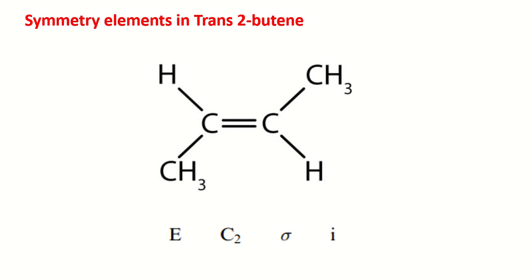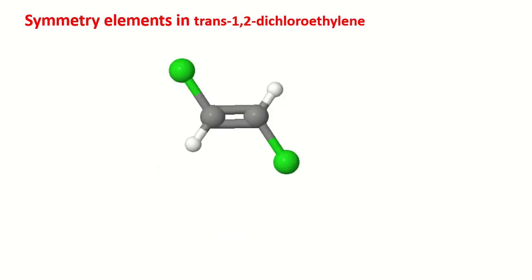So let us talk about another similar type of example which is quite related to trans-2-butene, and it is trans-1,2-dichloroethylene. We need to construct the symmetry multiplication table for trans-1,2-dichloroethylene and for trans-2-butene. For this we also need to find the possible symmetry operations and elements in this molecule.